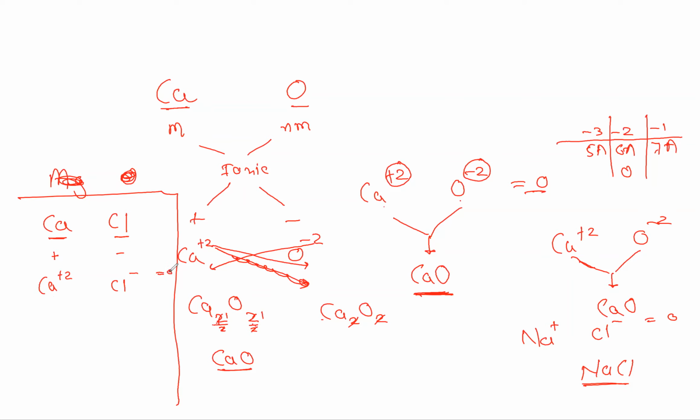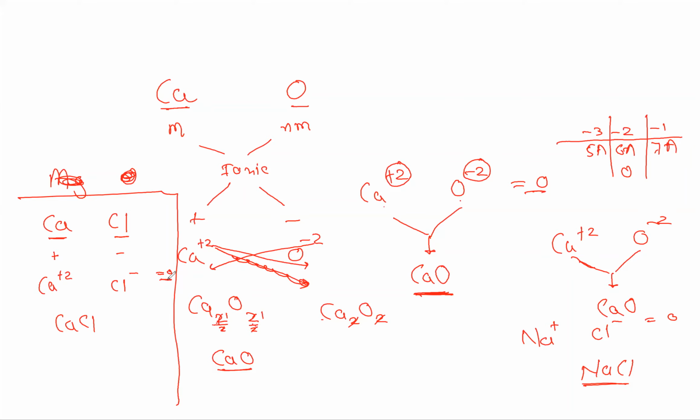Do you think the total of this is 0 right now? +2 -1. Is it 0? No. It's 1. It is not 0, it's 1. If it does not get to 0, it means you cannot write a chemical formula like CaCl. You cannot write that because this is incorrect. Why? Because the total of this charge is not 0 yet.